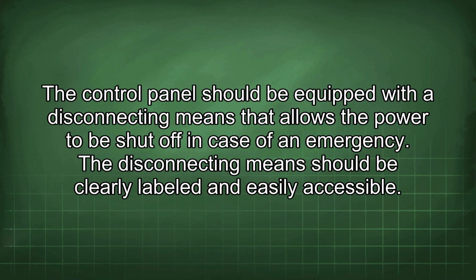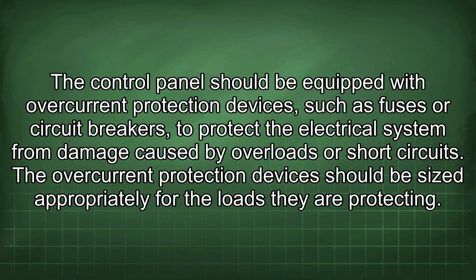The control panel should be equipped with a disconnecting means that allows the power to be shut off in case of an emergency. The disconnecting means should be clearly labeled and easily accessible. The control panel should be equipped with overcurrent protection devices, such as fuses or circuit breakers, to protect the electrical system from damage caused by overloads or short circuits. The overcurrent protection devices should be sized appropriately for the loads they are protecting.